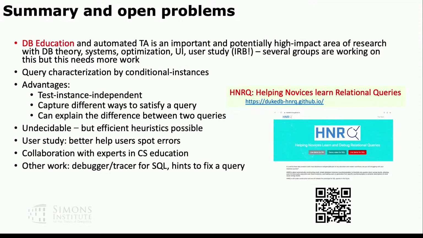What we did in this work is query characterization by conditional instances. The advantage is that it is test-instance independent. We are expressing the difference between two queries, Q1 and Q2, and capturing different ways to satisfy a query. As a result, this is an undecidable problem, but in any case, we give a solution using the Chase. And then we did a detailed user study to help users, especially students, spot the error.